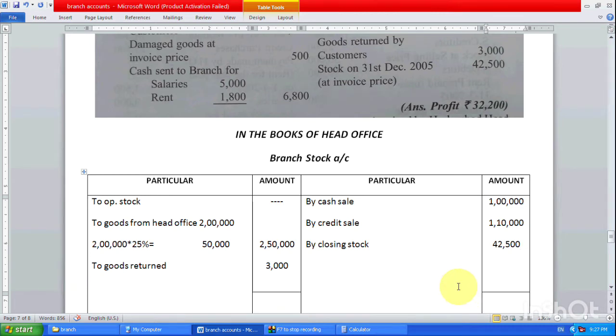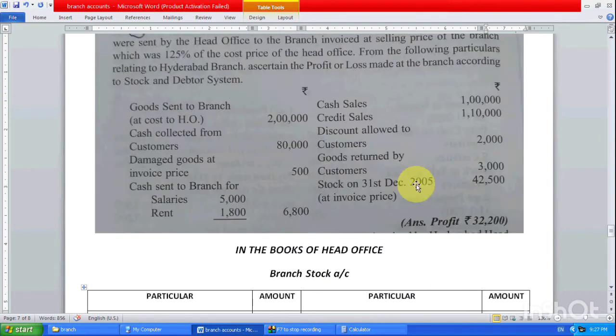Okay, cash sale, this is all income side, and opening stock and goods from head office, that is the expense side. Add this: 1 lakh, 2 lakh, 10,000, 52,500. Is there any entry? See, damaged goods at invoice price. Goods are damaged at how much? Invoice price, that is overall amount is 500.